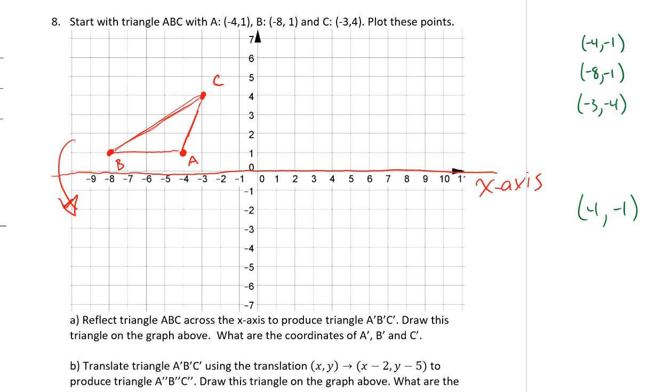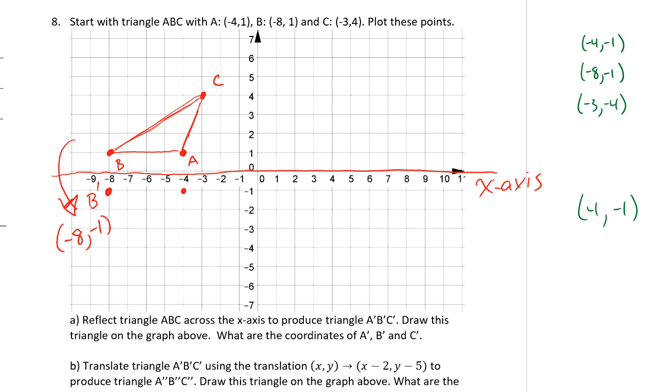So when I do a reflection across x, the x values are the same, but the y's become the opposite. So this triangle, if I'm reflecting across the x-axis, is going to become this point. So this is my B prime, and you'll notice the coordinates of that point are x is -8 and y is at -1.